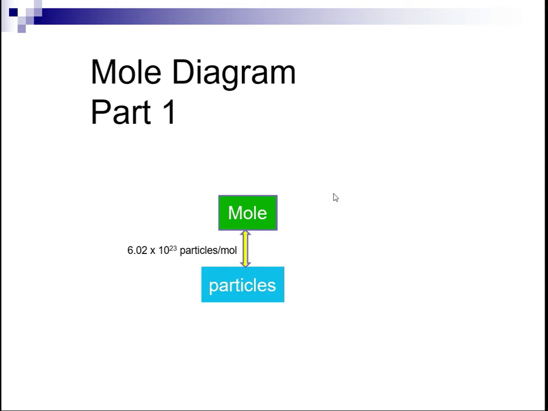So technically, after the last video, this is where we were. We talked about what a mole was and how it related to number of particles. And if we're looking at it from a flowchart perspective, we have a relationship between particles and moles. And that conversion factor between particles and moles is 6.02 times 10 to the 23rd.